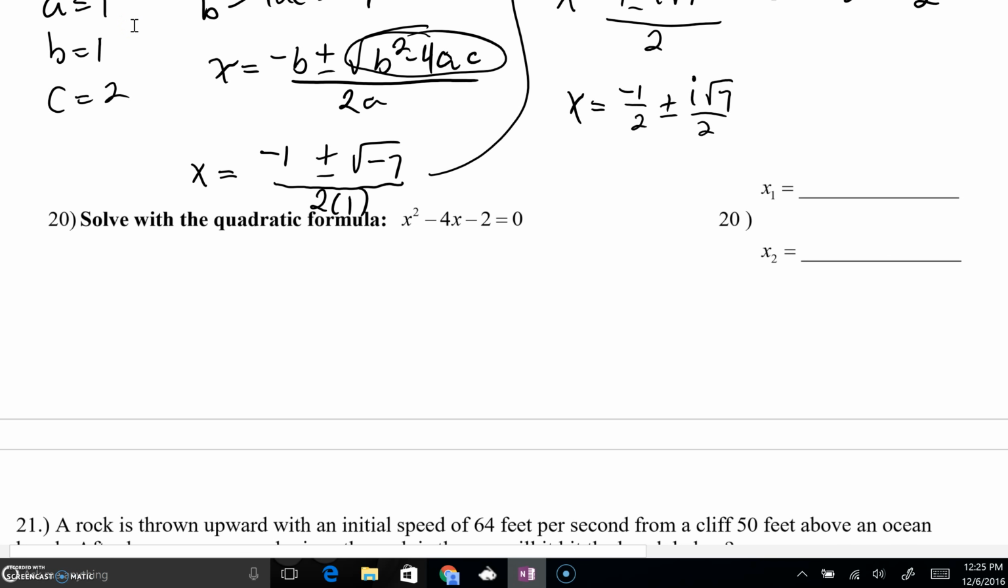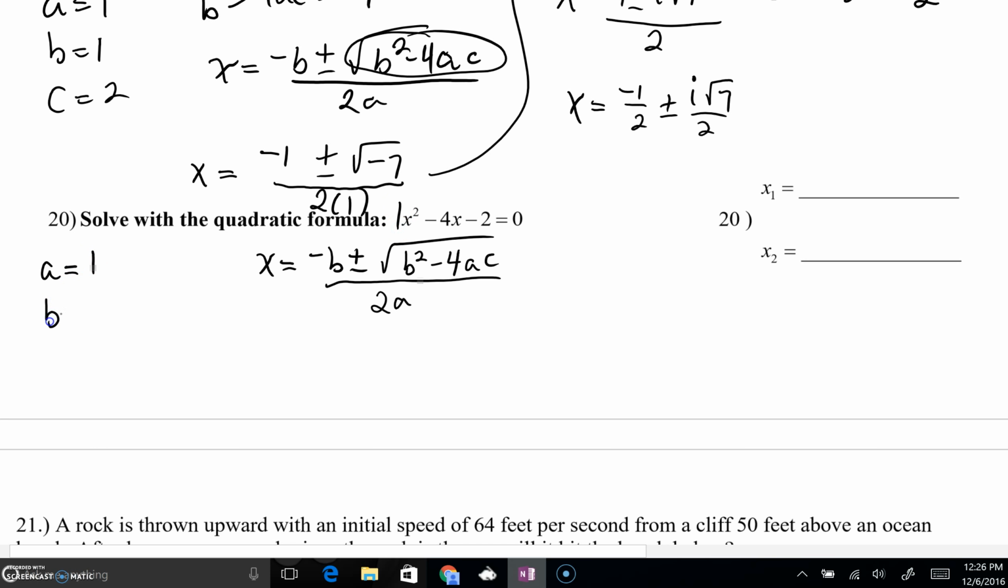Picking back up with number 20, a very similar problem to number 19, we're going to solve with the quadratic formula again. The quadratic formula, of course, I'll even jot that down here. It will be given to you, so you don't have to have it memorized. But it's opposite b plus or minus the square root of b squared minus 4ac all over 2 times a.